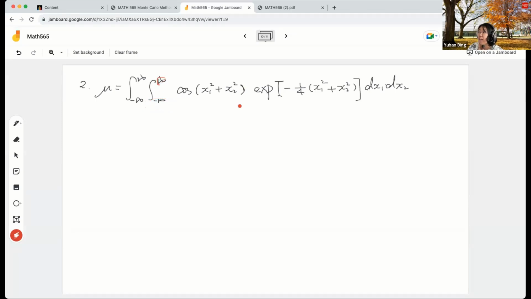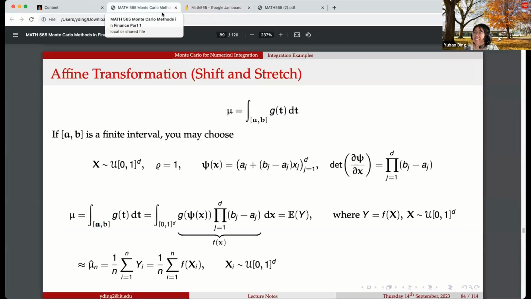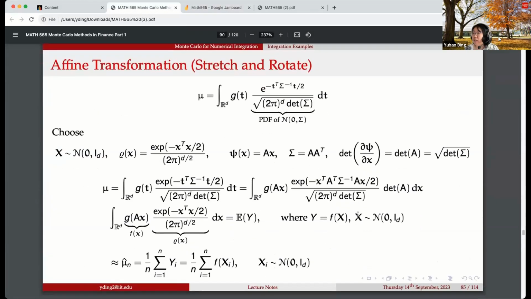Infinity to infinity, and I have one exponential term. This one. So if you see something like this, anything come to your mind? How should you choose? If we try to do numerical integration, how should you choose your x? And try to see this part. Gaussian. Thank you, Jian. So let's see this page, right?